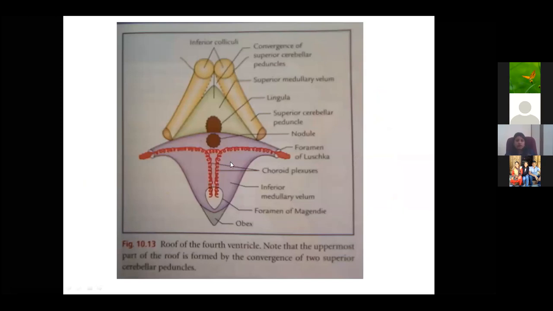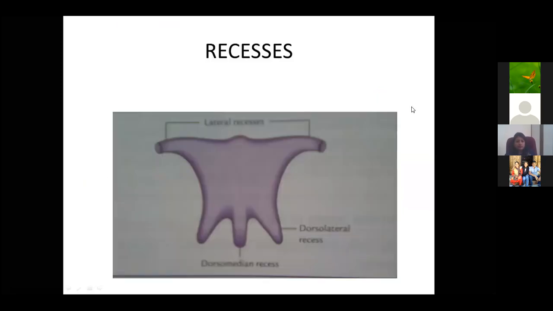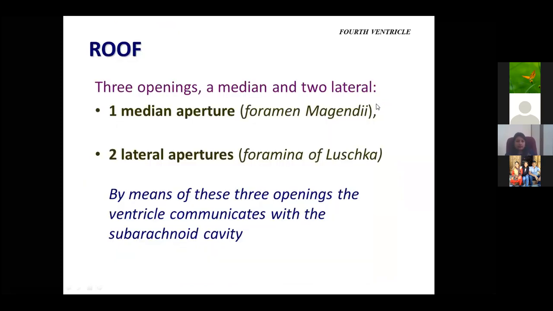In the roof you find this choroid plexus in a T-shaped manner, and this communicates with the subarachnoid space through what we call the foramen of Luschka on either side and the foramen of Magendie in the middle. So these are the recesses, lateral recess, dorsomedian recess and dorsolateral recess. So the three openings, median and two lateral. The median aperture is called the foramen of Magendie. The lateral aperture is called the foramen of Luschka. By means of these three openings, the ventricle communicates with the subarachnoid cavity.